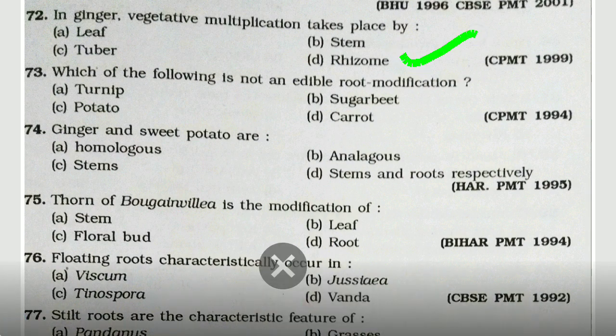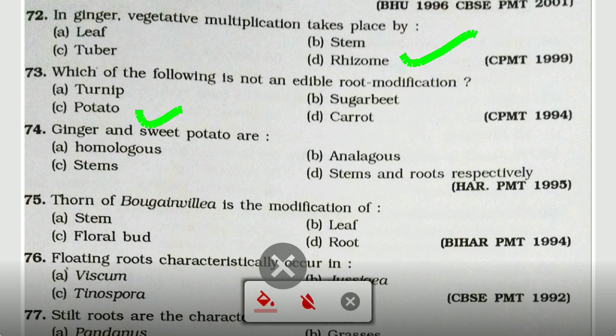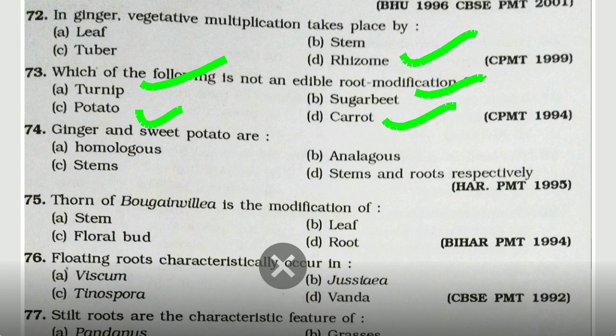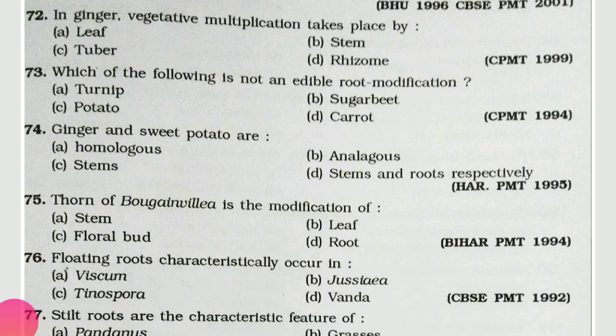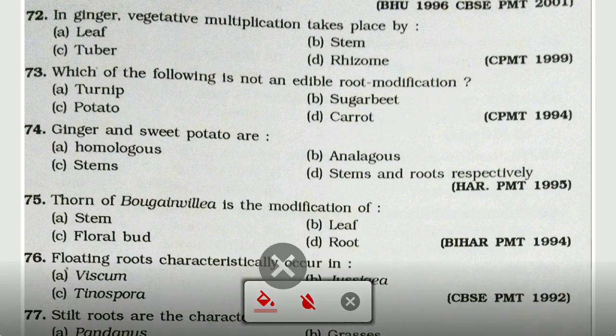Which of the following is not an edible root modification? Easy peasy, the answer will be potato. You all know it is a modified stem, it's not a root. Roots are turnip, sugar beet and carrot. These are all modifications of root, but potato is a modification of stem. Now coming to the next question, ginger and sweet potato are. Ginger is a stem and sweet potato is a root. So the answer will be here D.